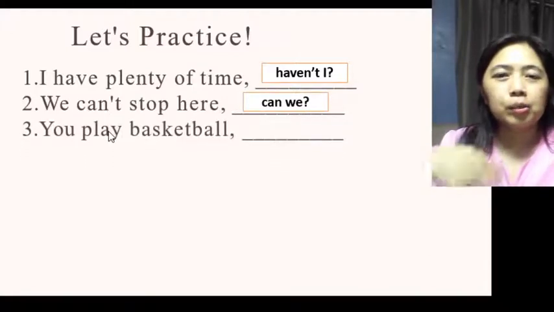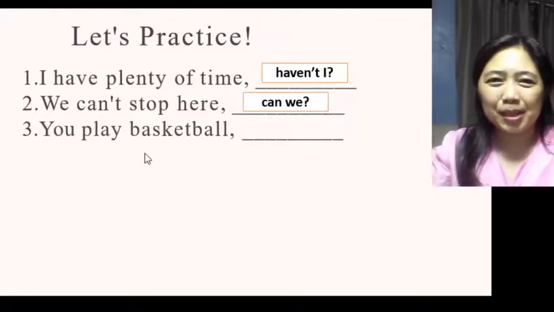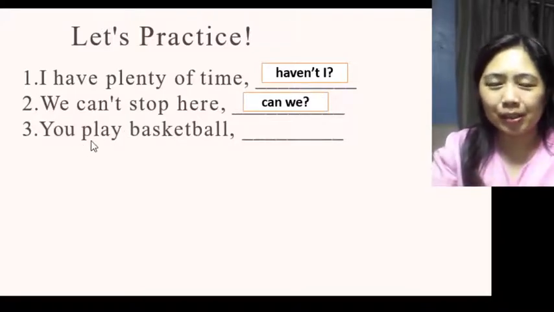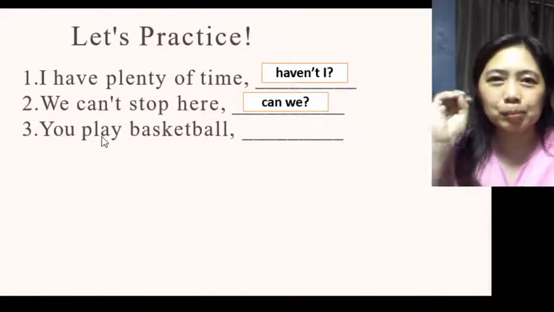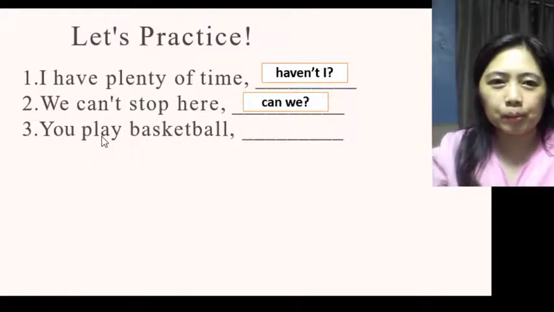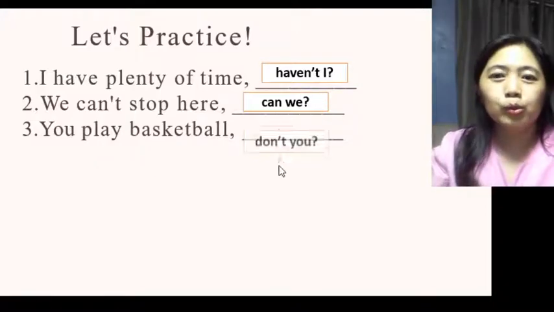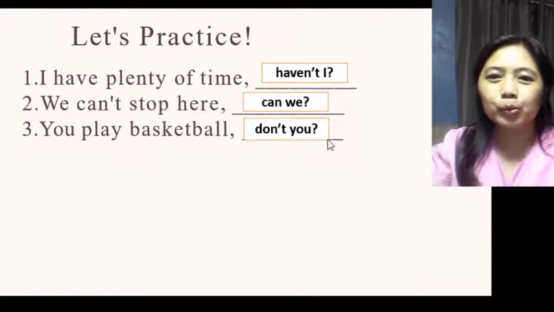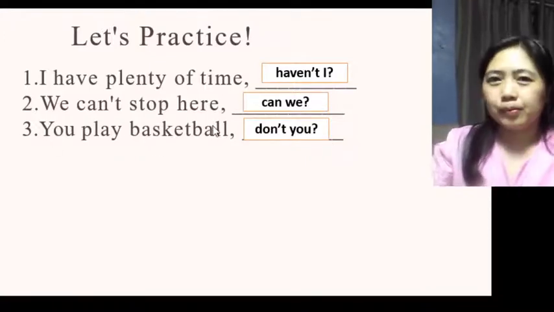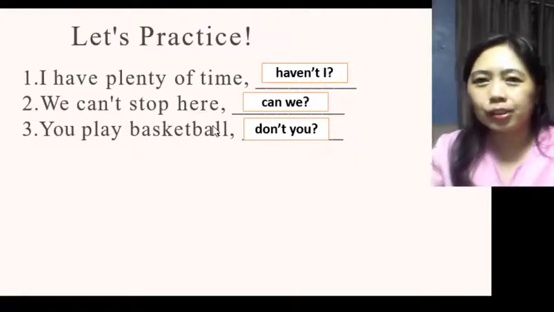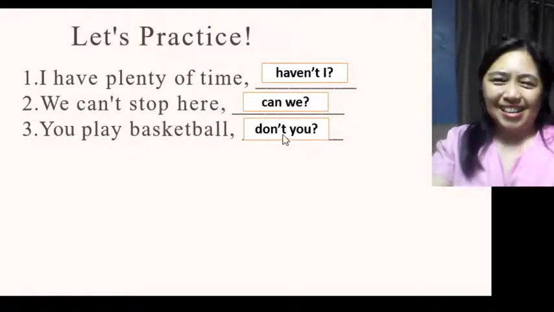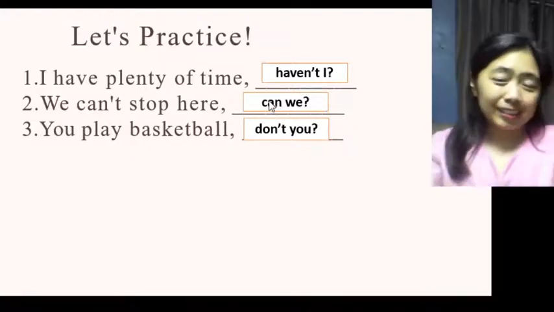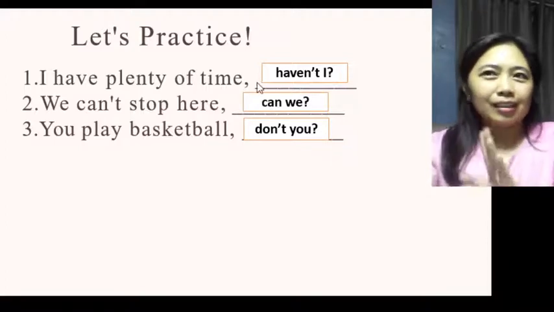Third, "You play basketball." Play is the main verb. Again, what did we say about this? We only have to choose do, does, did. So play is simple present, but it's in the plural form, so do. Since it's positive, we use negative: don't you. You play basketball, don't you? Don't you. So yes, for clarity, you don't have to say it with a rising tone. You are not interrogating, so you don't have to have a high pitch.